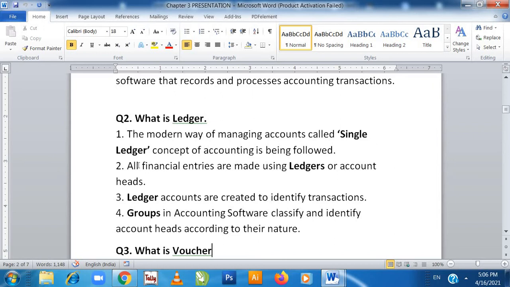So the group is how accounting software classifies and identifies account heads according to their nature. So that is your question, what is ledger. We'll see the fill in the blanks.